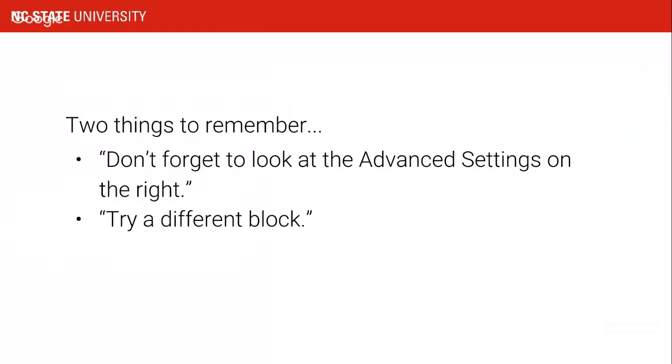And so the two key takeaways for diving into Gutenberg and using the new editor are these two reminders. Don't forget to look at the advanced settings on the right, and sometimes try a different block. WordPress is very forgiving, just like it always has been. It keeps a running revision history, so anything that you do can be rolled back if you realize that was a huge mistake.